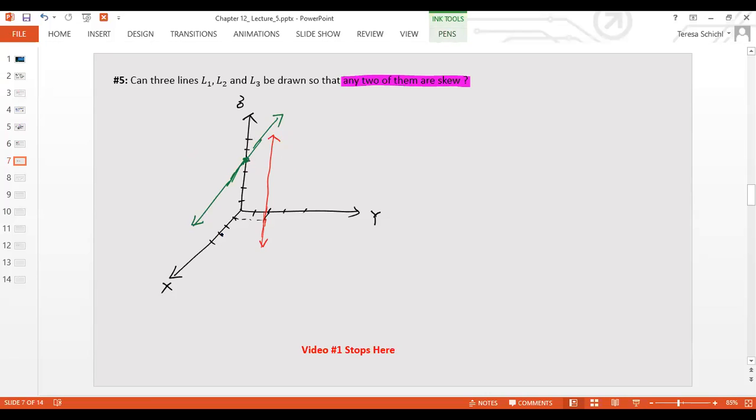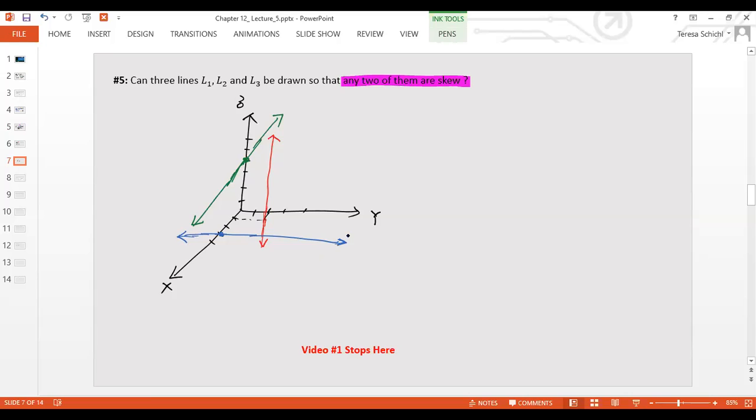Okay, so let's say this is the third one here. Now I go to do a line here. So can you visualize that? Any two of these lines are skew.